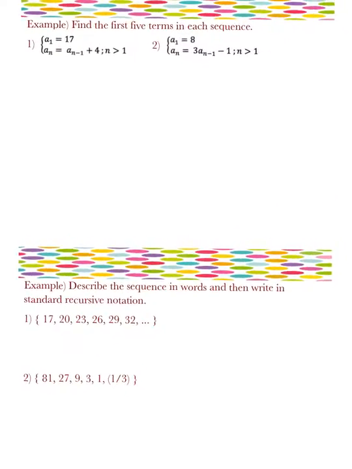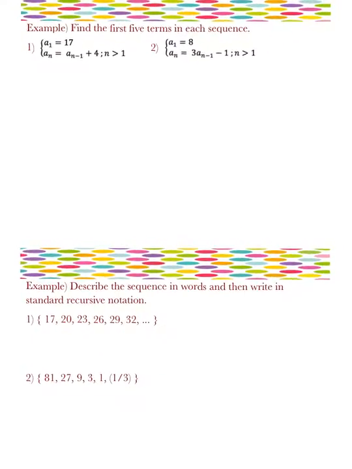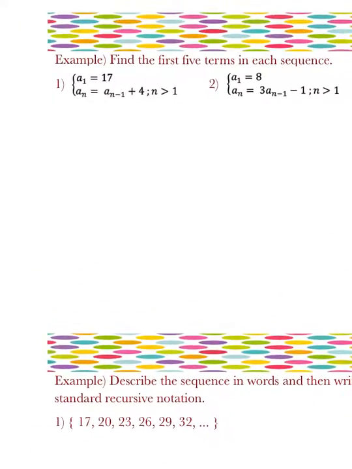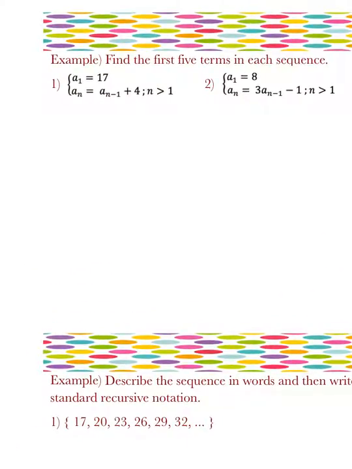All right, so let's take a look at my next two examples. It says find the first 5 terms in each sequence. I'm actually going to make this pretty big. All right, let's take a look at number 1. It says a sub 1 is 17, and a sub n is equal to a sub n minus 1 plus 4. So I'm just adding 4 every term.